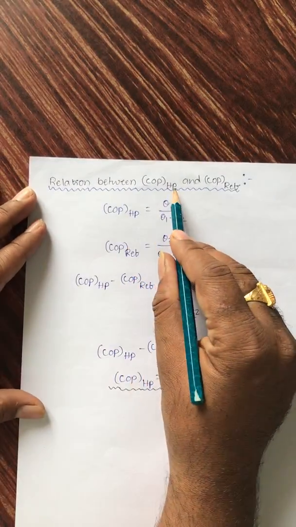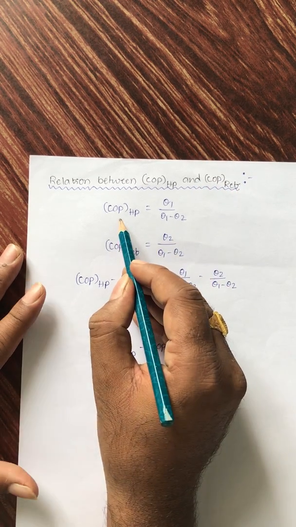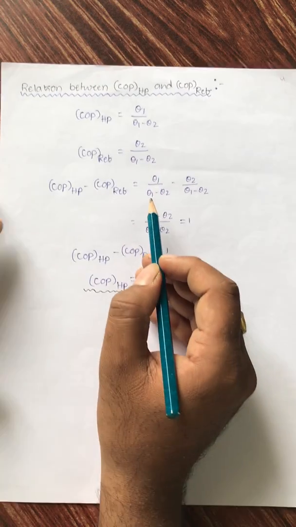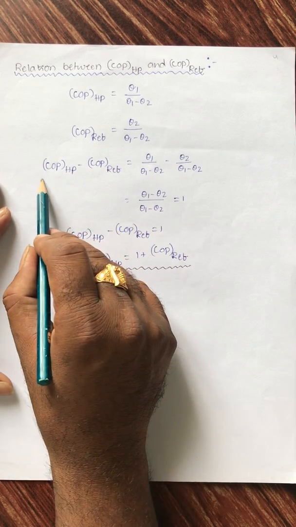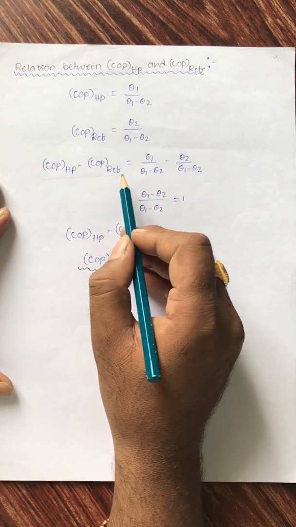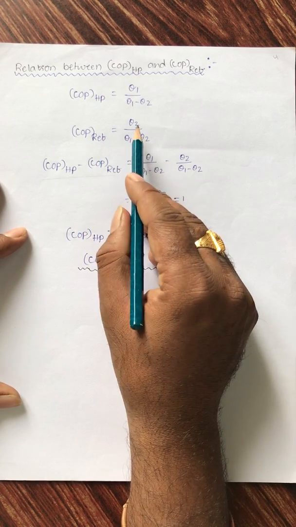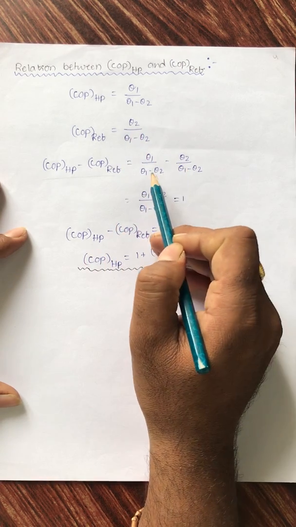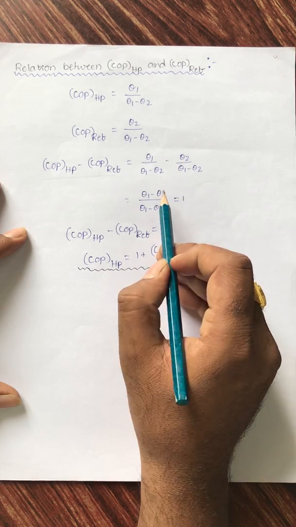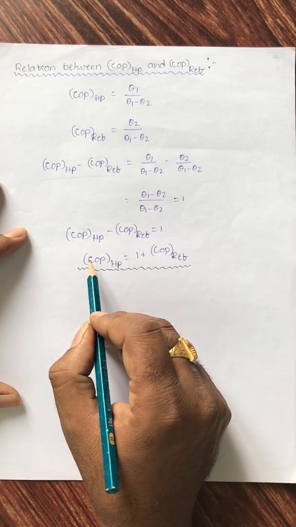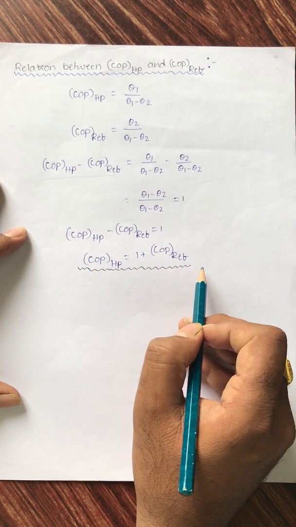Now the relation between COP of heat pump and COP of refrigerator. Already we know COP of heat pump is Q1 by Q1 minus Q2, and COP of refrigerator is Q2 by Q1 minus Q2. Then I take COP of heat pump minus COP of refrigerator. That is Q1 by Q1 minus Q2 minus Q2 by Q1 minus Q2. Q1 minus Q2 is common in the denominator, so the numerator also becomes Q1 minus Q2, which is equal to 1. Then COP of heat pump minus COP of refrigerator is 1. Otherwise you can write COP of heat pump is equal to 1 plus COP of the refrigerator.